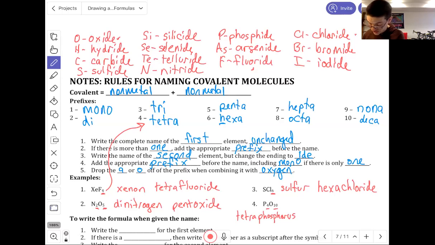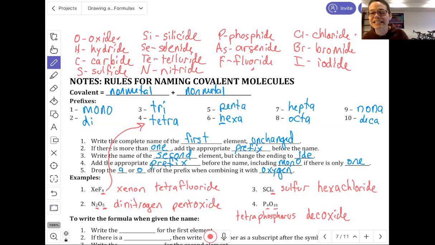And then the prefix for 10. Wait, why don't we change it to phosphide? Because I only changed the ending for the second element. Oh, okay. So phosphorus. So 10 is deca, but I'm pairing it with oxygen. So I drop that A, and my oxygen becomes decoxide. So tetraphosphorus decoxide.